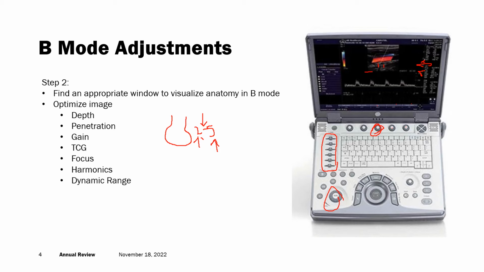And these harmonics do work very well, especially if you're looking for something like a needle tip or catheter tip. And then finally, dynamic range. So we haven't really talked about any artifactual principles yet, but artifact occurs a lot on ultrasound, and sometimes you'll see a lot of echoes or information coming from something where there shouldn't be any.